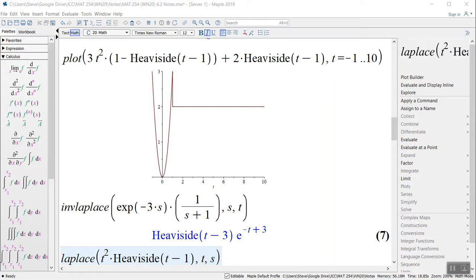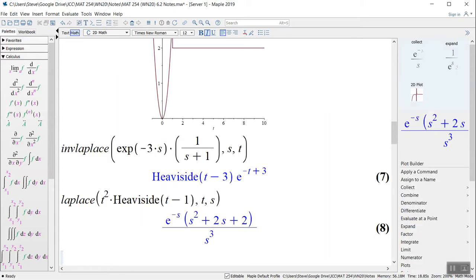I have the Laplace transform of t squared times the Heaviside function t minus 1, so that's the unit step function at 1. And sure enough, when I hit enter, I get the exact same result, just in a slightly different form from what I had before. So if I divide each one of these terms by s cubed, I get exactly what I had before: 2e to the minus s over s cubed, 2e to the minus s over s squared, and then e to the minus s over s. So it worked. Yay!